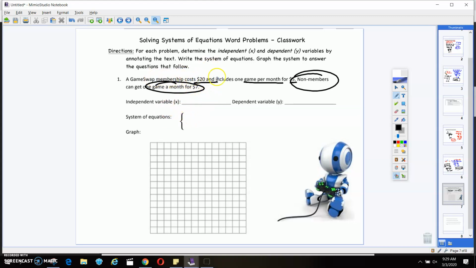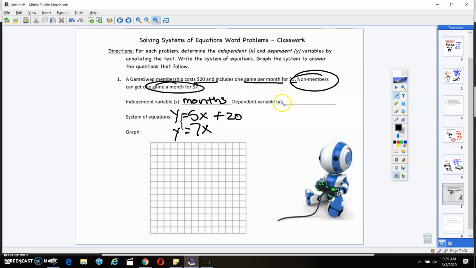So for the membership one, that's going to be $20, so that's going to be my initial fee, right? And then it's going to be $5 per month. For my non-members, they don't have to pay an initial fee, but it's going to be $7 per month, right? So these are my two equations. Now, my independent variable is my x term. What does this x term represent? The number of months. Yay.